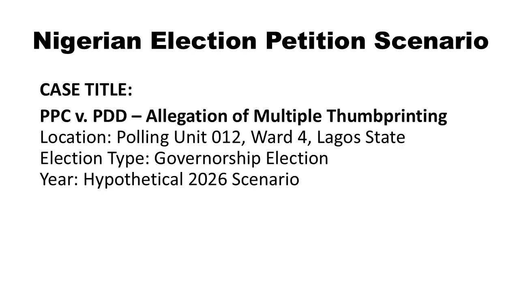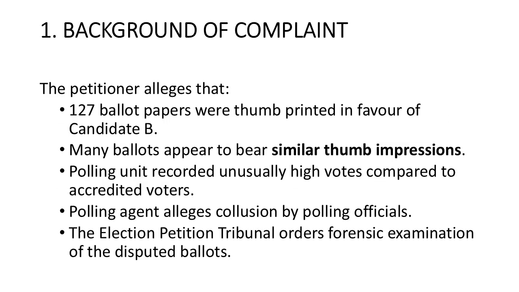Now, the background of the complaint is this: the petitioner alleges that 127 ballot papers were thumb printed in favor of candidate B. Many ballot papers appear to bear similar thumb impressions. The polling unit recorded unusually high votes compared to accredited voters. The polling agent alleges collusion by polling officials. The election tribunal now orders forensic examination of the disputed ballots.